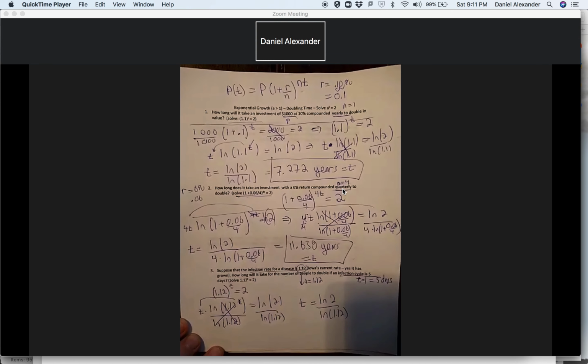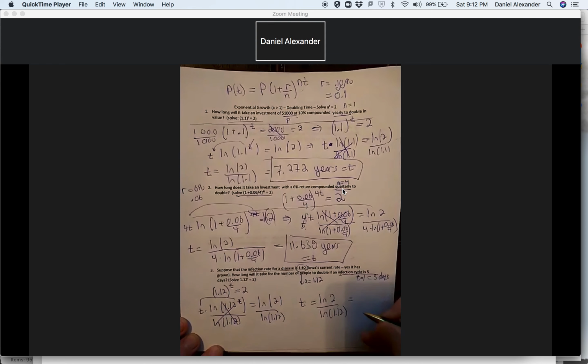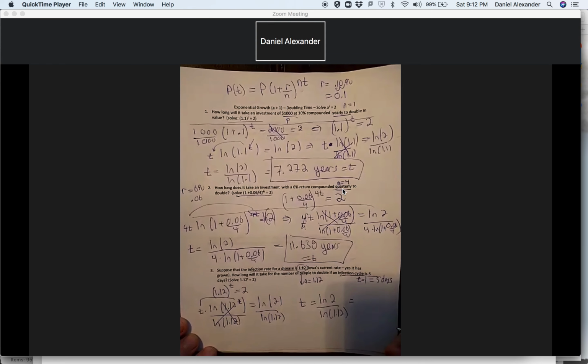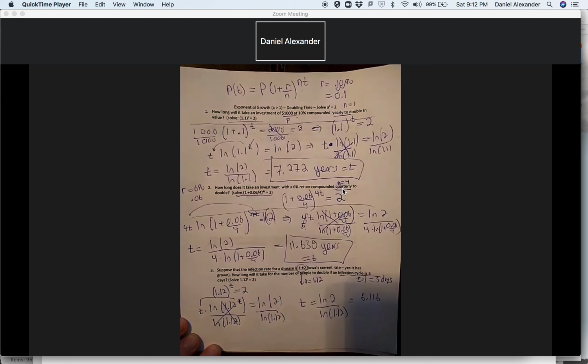And I got about, what was my answer to this over here? I wrote it down over here. There wasn't a whole lot of cycles. It was about 6.116 cycles.